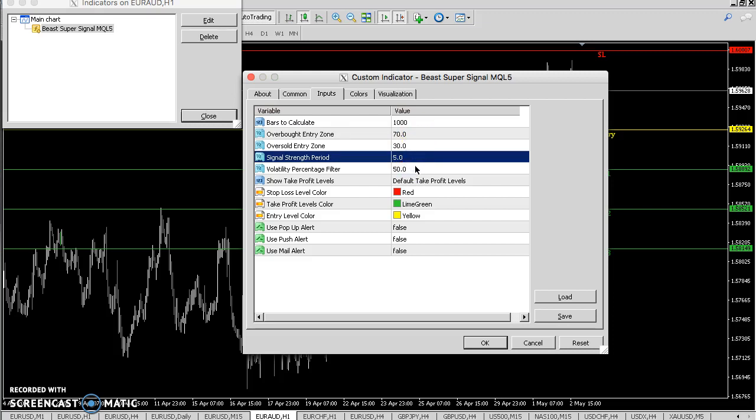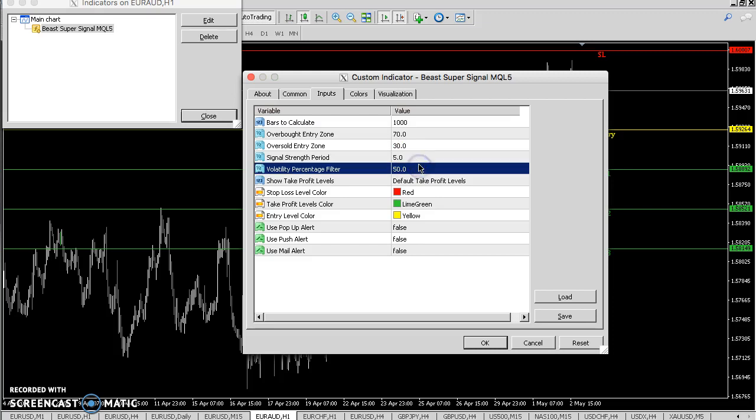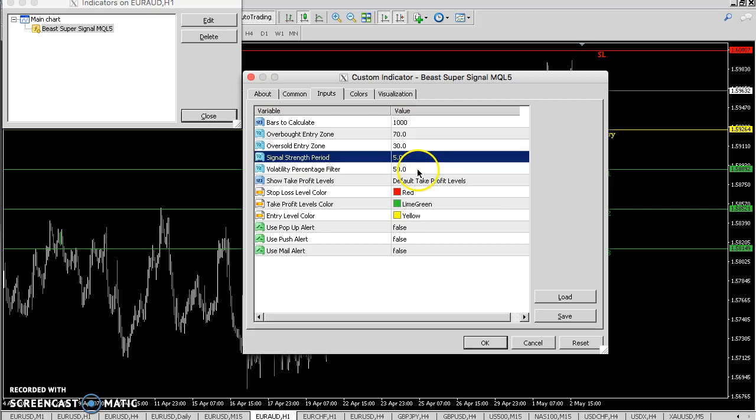Now, two very important new inputs which have been added to the indicator for the strategy are the signal strength period and the volatility percentage filter. What these basically are is filters to filter out any false signals, and to increase or decrease the strength of the signal. So basically what I mean by this is, first of all, with the signal strength period, we've set the default level at 5, but you can change this to a higher or lower level. The higher level you go, if you go up to a 5, 6, or 7 period, it will filter out more signals, but it will also increase the accuracy. So if you want to have higher accuracy but fewer signals, you can increase this period.